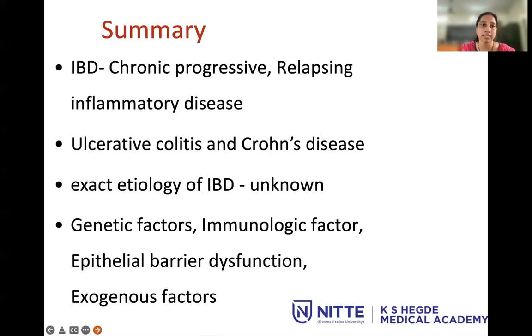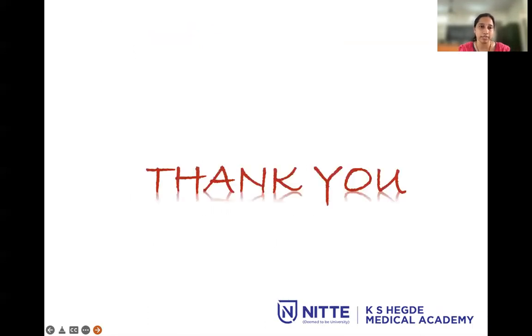So to summarize, inflammatory bowel disease is a chronic, progressive, relapsing inflammatory disease. There are two types, ulcerative colitis and Crohn's disease. The exact etiology for IBD is unknown, but it is usually seen in genetically susceptible individuals. In those people, the immunologic factors, epithelial barrier dysfunction, and exogenous factors like diet and smoking will play a role in etiopathogenesis of inflammatory bowel disease.